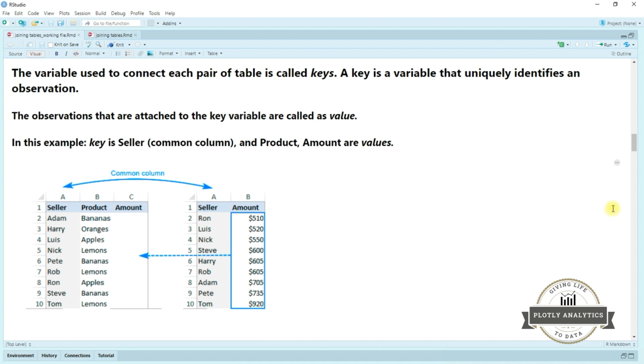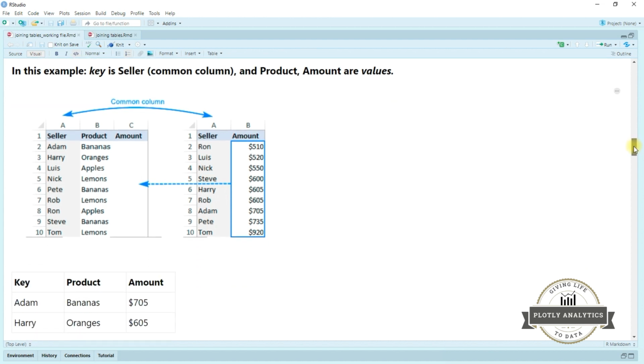So if I were to show you the combined table, this is how it will look. The key will be Adam, Harry. Values from the first table will be bananas, oranges. Values from the second table will be $705 and $605, and they have been put together as a combined table.